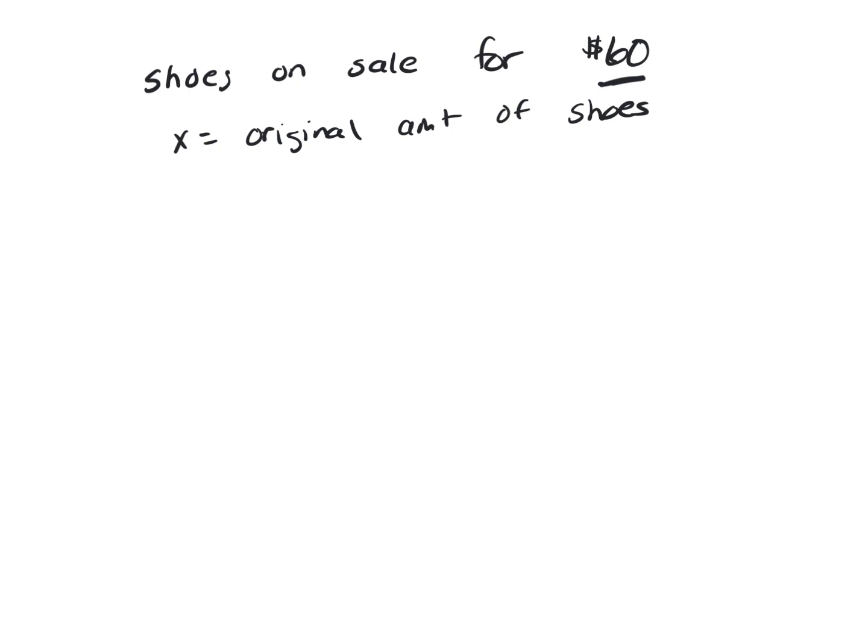Well, how do you figure out how much the discount amount was? The discount amount would be 20% times the original amount, and you're going to subtract that from the original amount. And the sales price is $60. So X minus 0.2x is 0.8x equals 60.